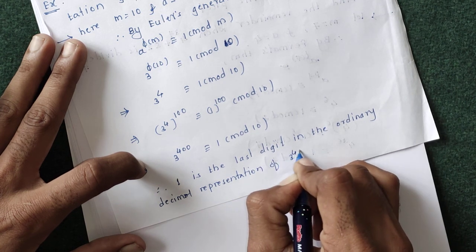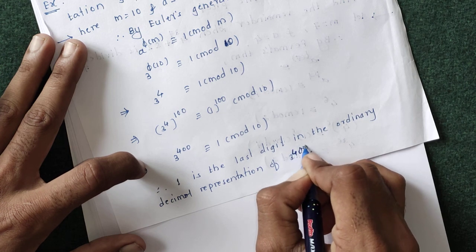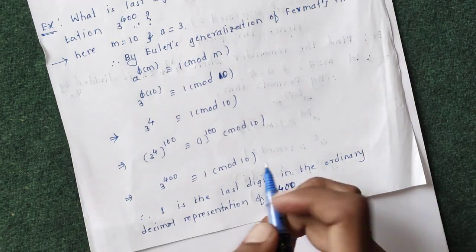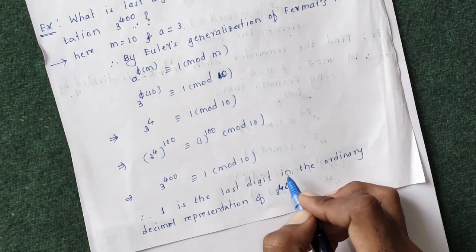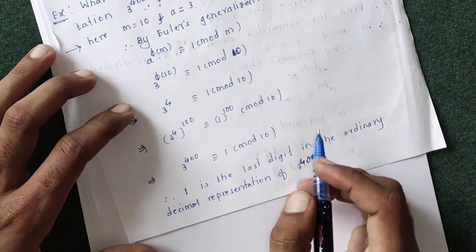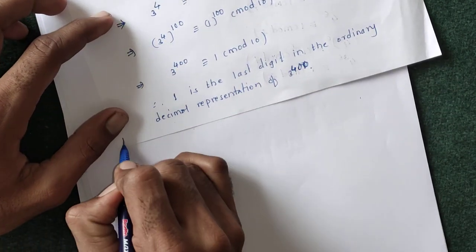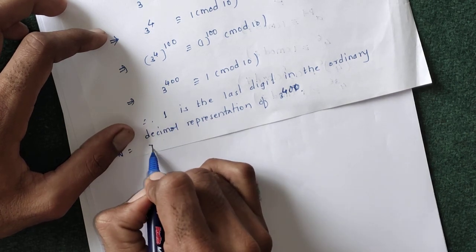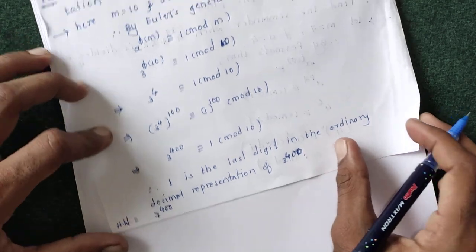If you are given such a problem, that is, find the last digit in the ordinary decimal representation of something raised to another thing, then we must divide that number, that is 3 raised to 400, by 10, and the remainder is our last digit. And another example for your homework is: what is the last digit in the ordinary decimal representation of 7 raised to 400? 7 raised to 400 is homework.